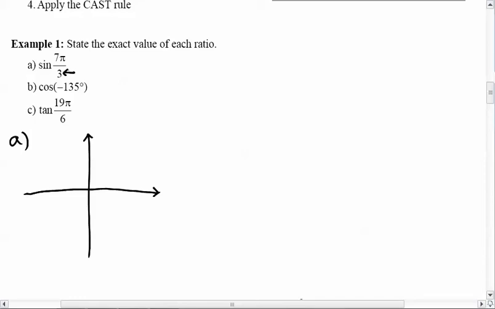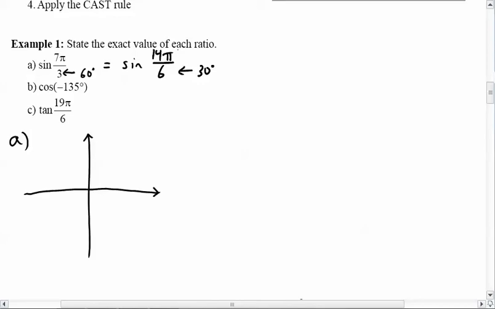Over 3 means that this is some multiple of 60 degrees. I don't like counting out by 60 degrees. That's complicated. So I'm actually going to change this to a fraction with a reference angle of 30 degrees instead. That's much easier. So do you know how I can change the numerator? Multiply by 2. It's the same as 14 pi over 6. So I always write my angles in terms of a denominator of 6 or a denominator of 4.